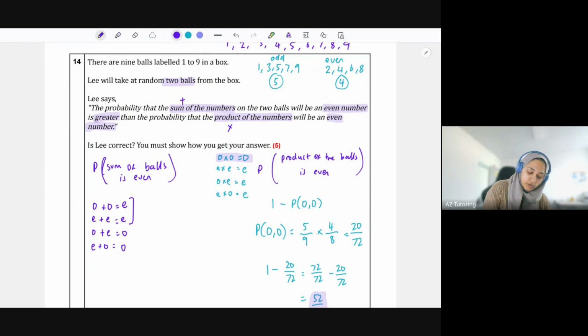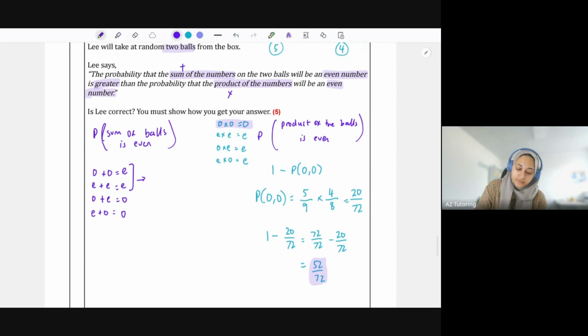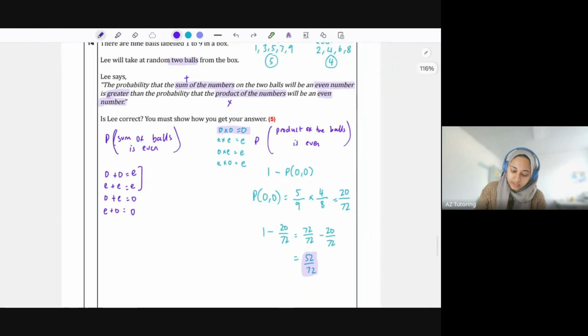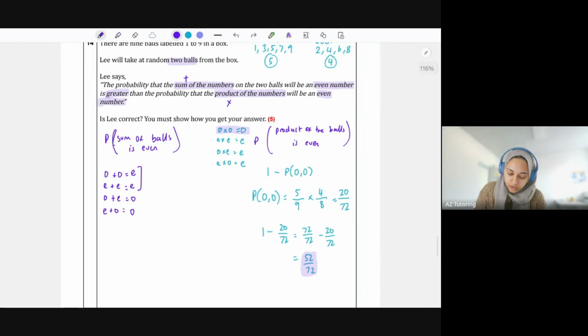Alternatively, you could work out those two and then minus it from 1 to keep up the same method. But I can just work out these two probabilities to work out the sum of the balls being even. So let's do odd odd first. I'm going to do the probability of odd odd, and add it to the probability of even even, and that'll give me the probability of the sum of the balls being even.